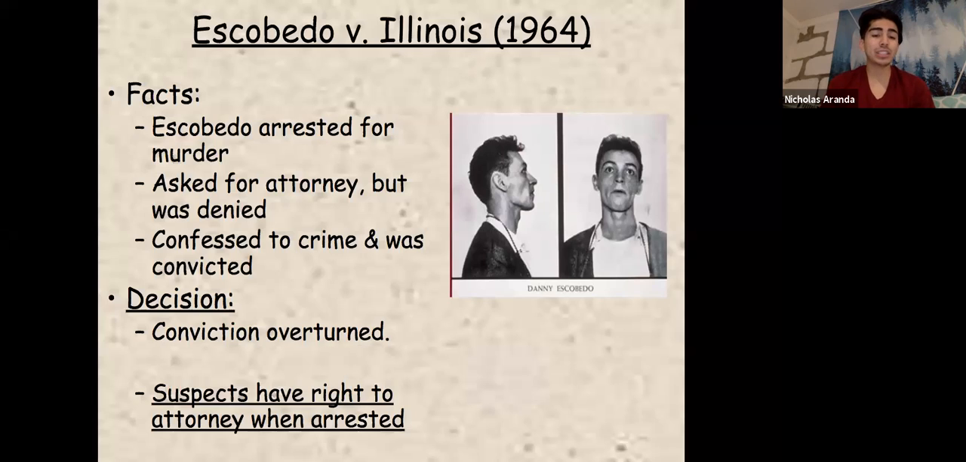And the decision is that the conviction was overturned because suspects have rights to an attorney when arrested. It's one of the first cases of the Supreme Court overturning an individual conviction. And it strengthens and upholds the 14th Amendment and strengthens the previous Supreme Court case, whose name I forget, that guarantees you a right to an attorney.